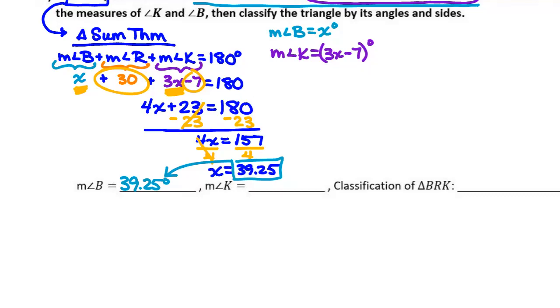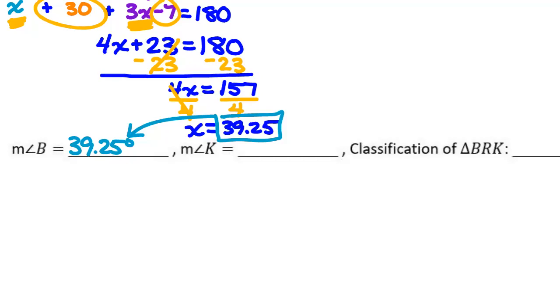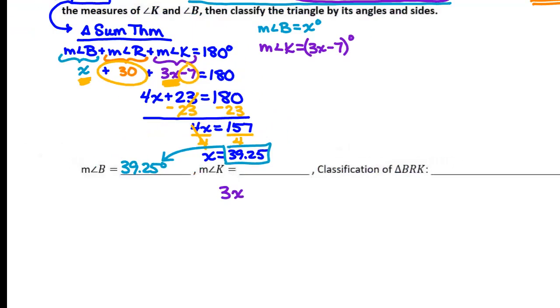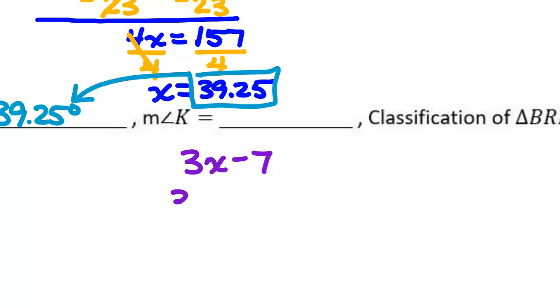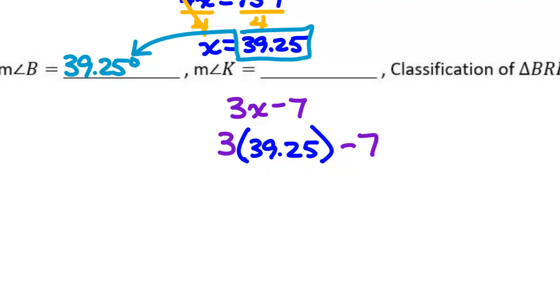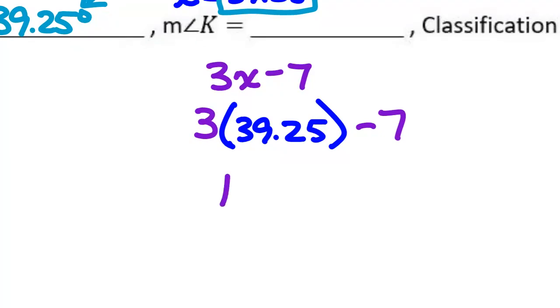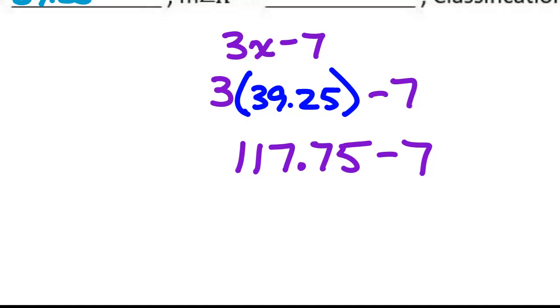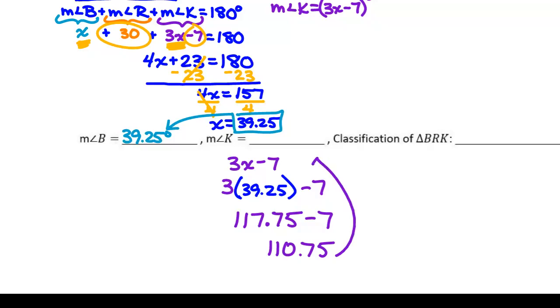How do I find angle K? Substitute in, this is 3x minus 7, so 3 times 39.25 minus 7. What is 3 times 39.25? You said 117.75. Minus 7 would be what? 110.75. That's the measure of angle K.